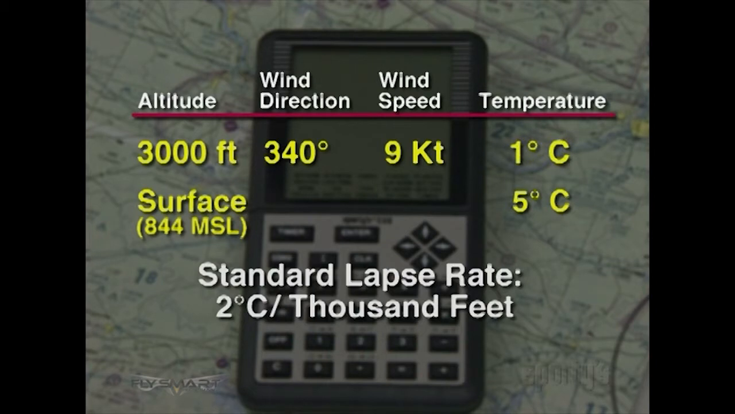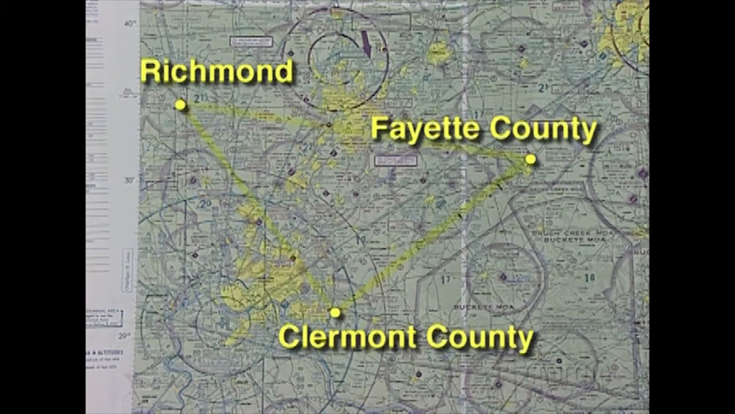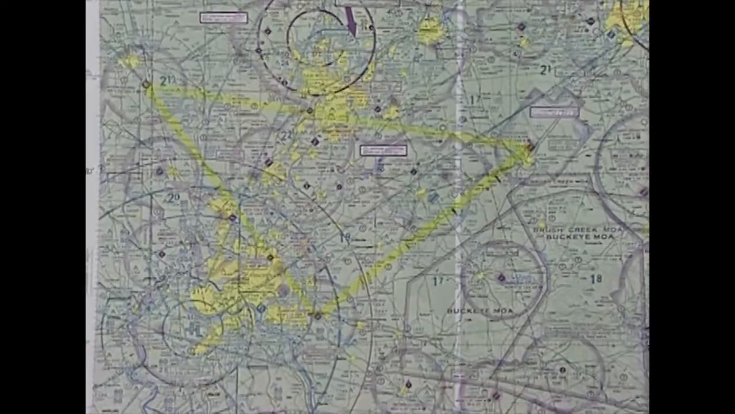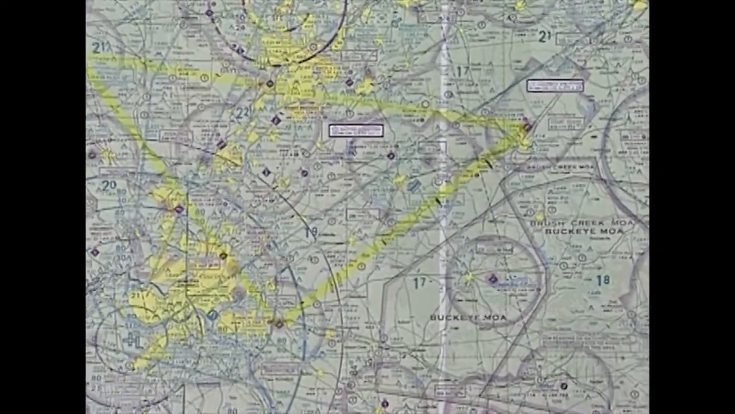On the trip, we'll plan to fly no higher than 3,000 feet. We'll navigate the first leg from Claremont County Airport to Fayette County Airport using dead reckoning and pilotage, and fly at an altitude of 3,000 feet.